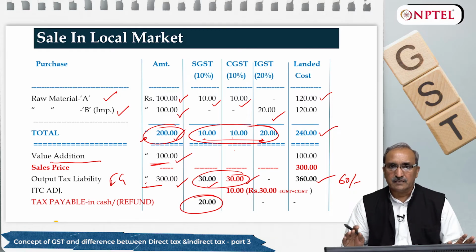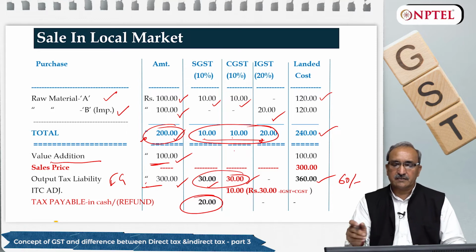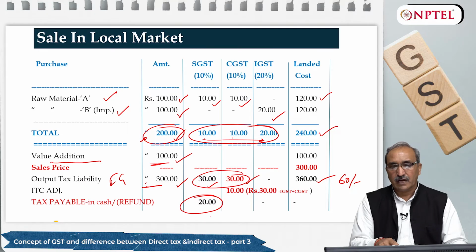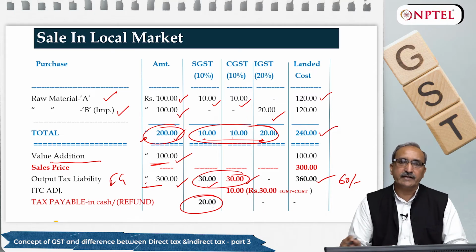But the simple concept under GST is that I need not pay taxes which I have already paid to the government, and whenever I am paying my output liability, I will adjust these taxes which have already been paid on my inputs, and the net amount I will pay in cash.